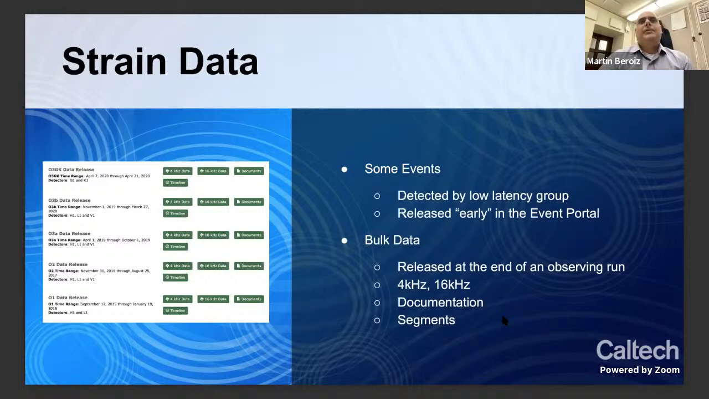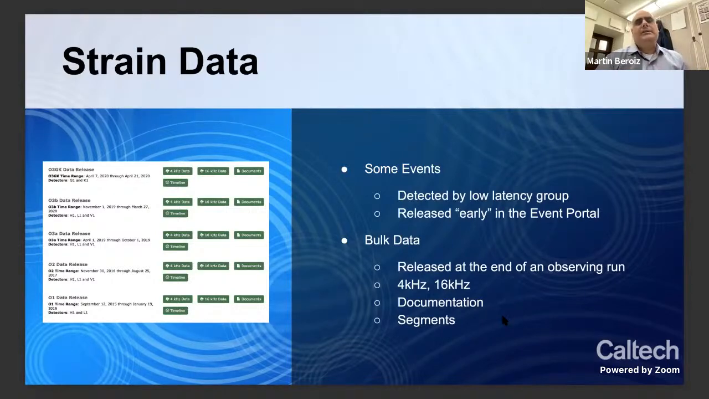Sometimes during an observation run, there's a detection of an event, and it is published and made public during the run. So this is basically detected by the low latency group, and it is released early, meaning before the bulk data, in the event portal. So there you can find specific strain data and segments for that event.